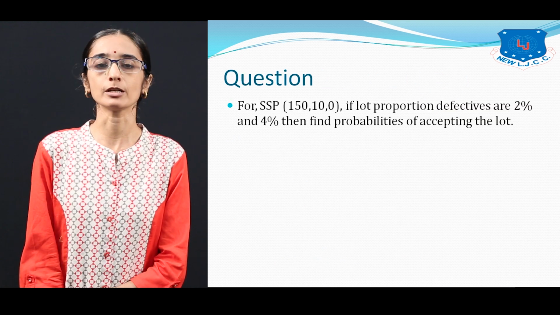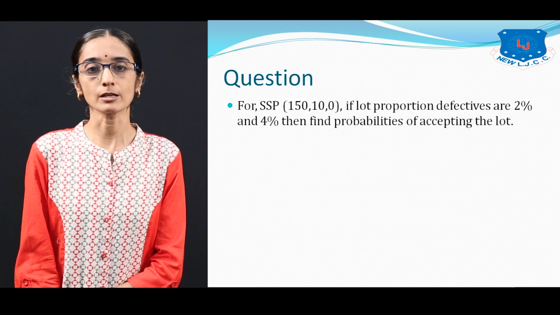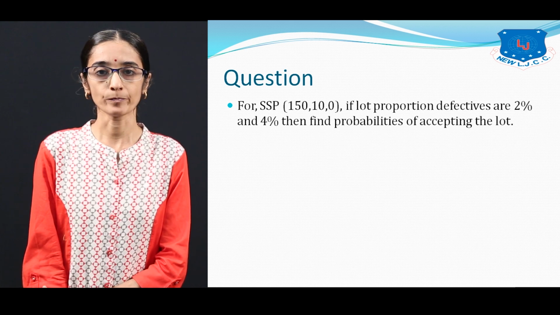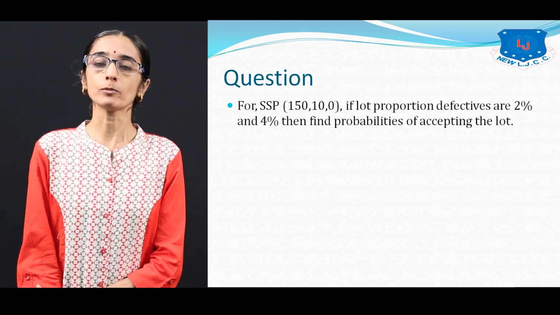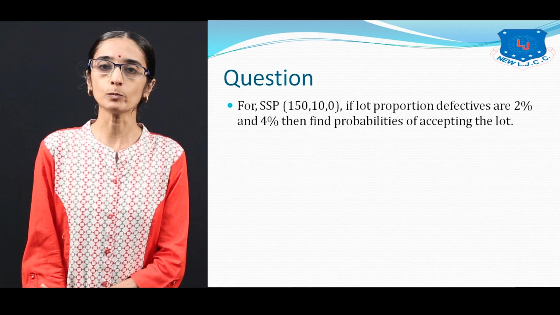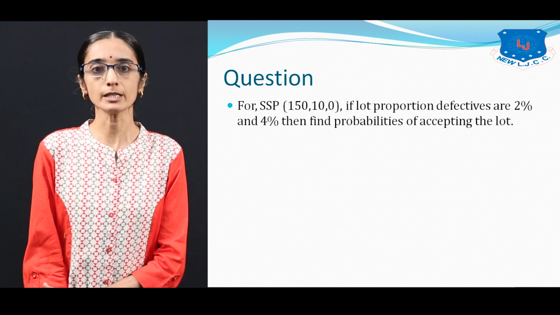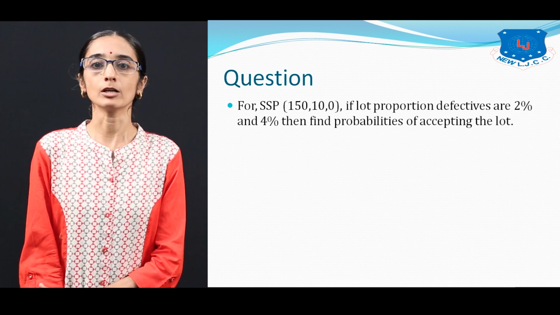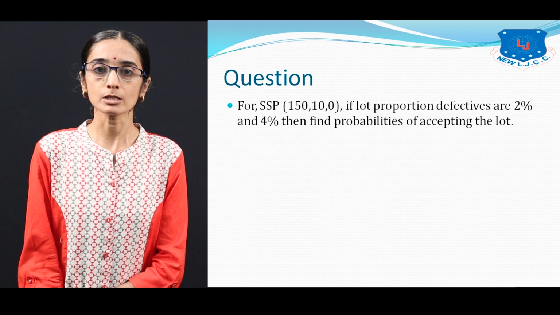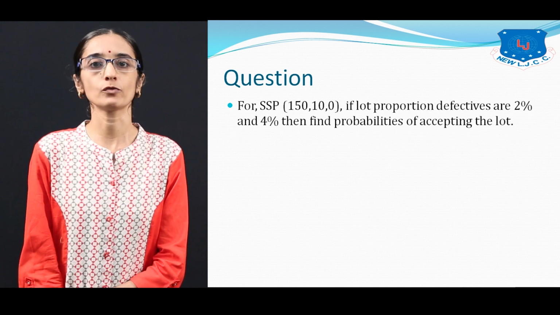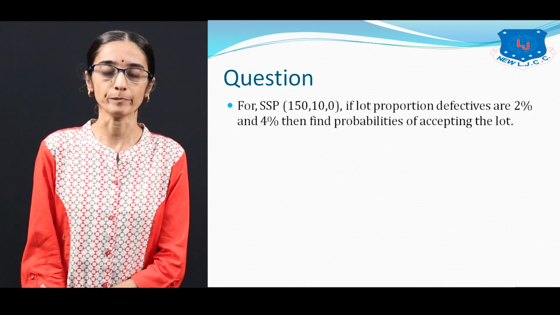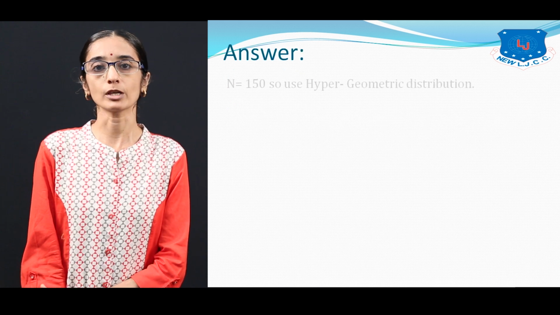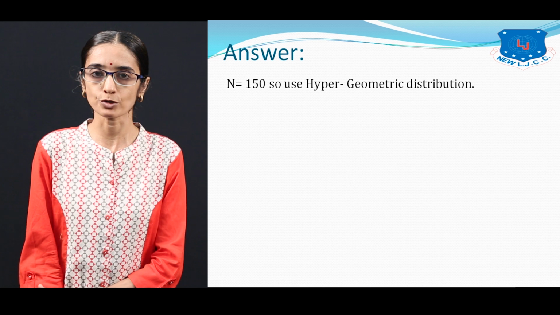The next question is for SSP, single sampling plan 150, 10, 0. Now if lot proportion defectives are 2% and 4%, then find the probabilities of accepting the lot. Since you can check this number, C is 0, so we can use our shortcut method. Okay, let's go further. Here capital N is 150, so we can use hypergeometric distribution.